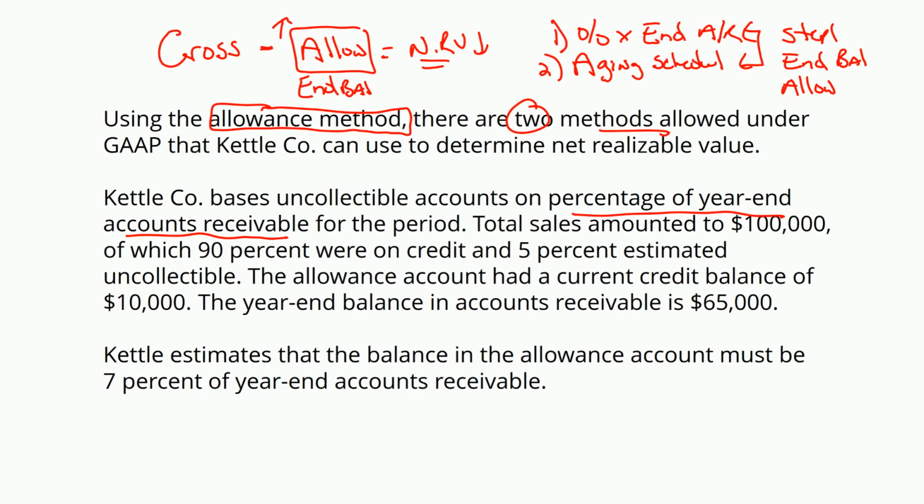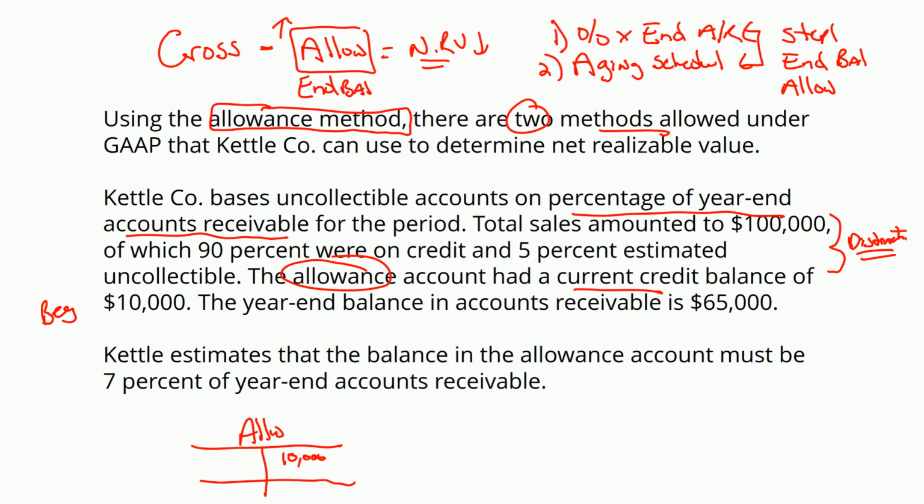Total sales 100,000, 90% on credit, 5% estimated to be uncollected. That's all distractor information. That used to be important if we were doing a percentage of credit sales, but that's distractor information now. Alrighty? This is what's relevant. The allowance account had a current credit balance, so here's our beginning balance of 10,000. So we set up our T account. My allowance account, as of right now, has a balance of 10,000.